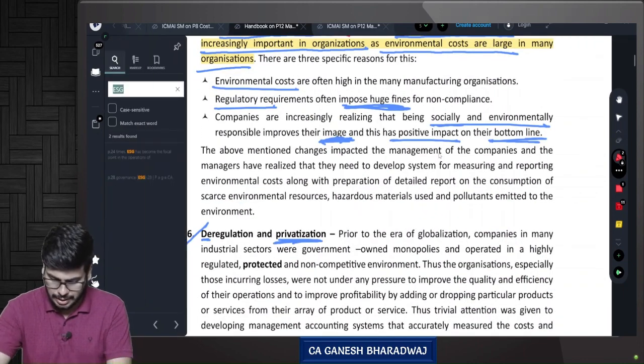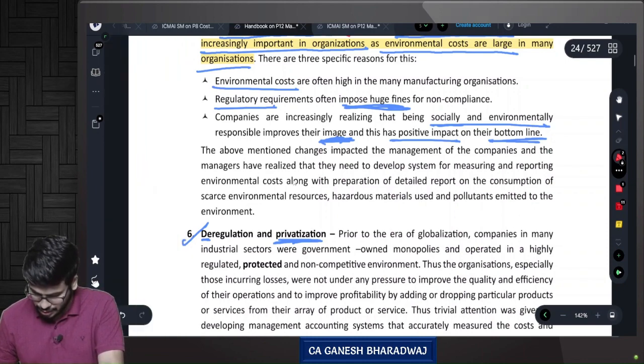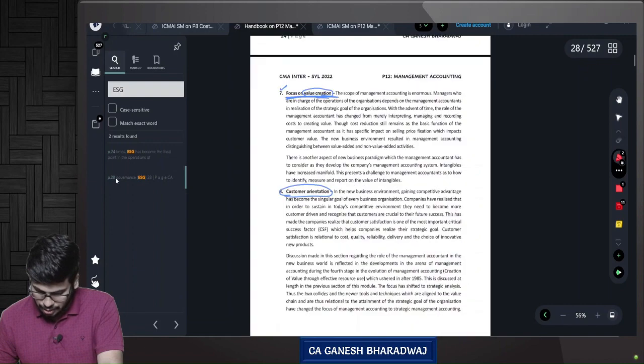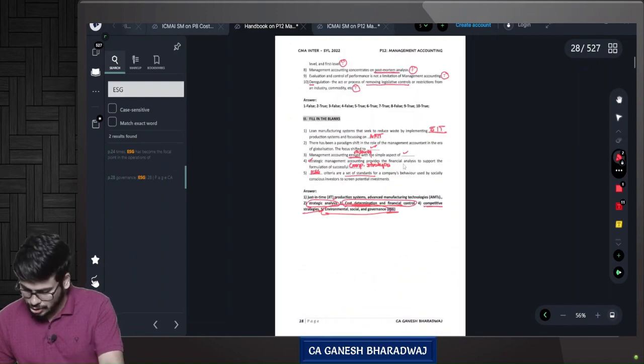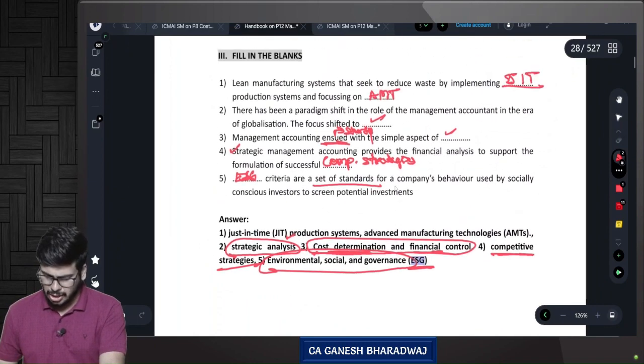Once again, let me look at this. ESG, where is it mentioned? If you look at your study material, ESG is mentioned on this page. Apart from that, it is mentioned only in this MCQ. The full form of ESG is also mentioned only here, so you need not worry.